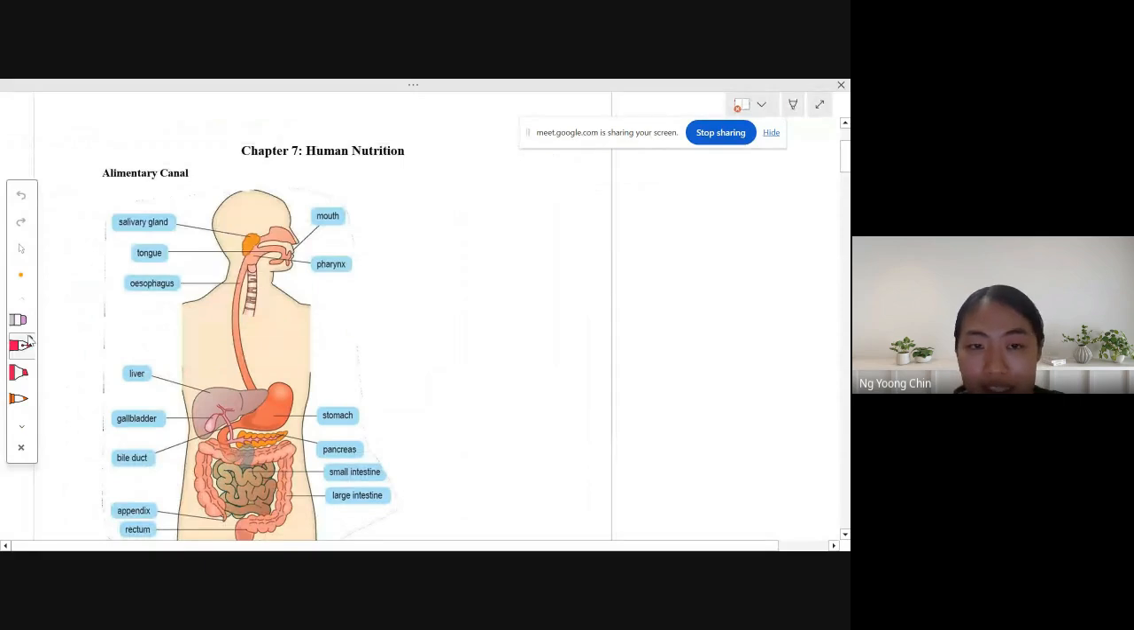Okay, and then Suyan, can you find the notes? Yeah. Okay, thank you. You can see the screen, right?